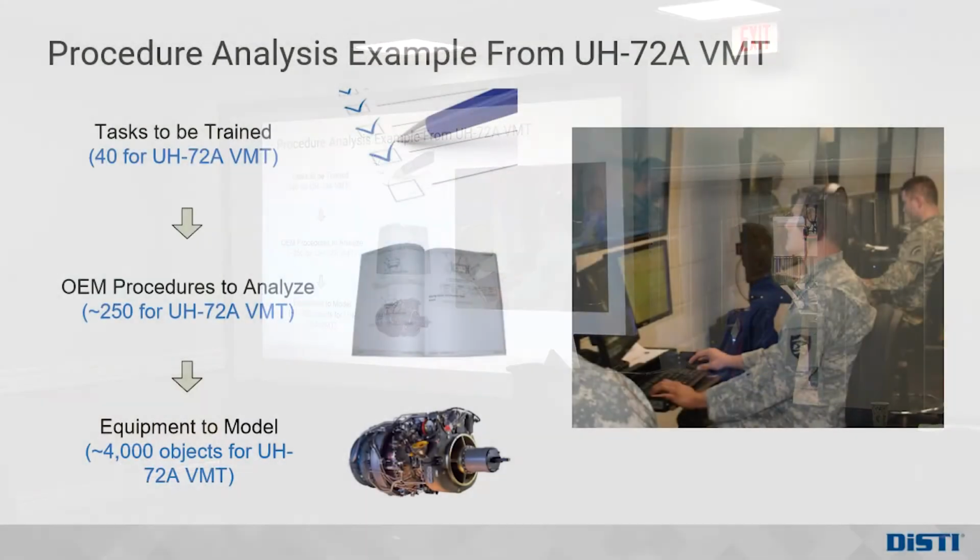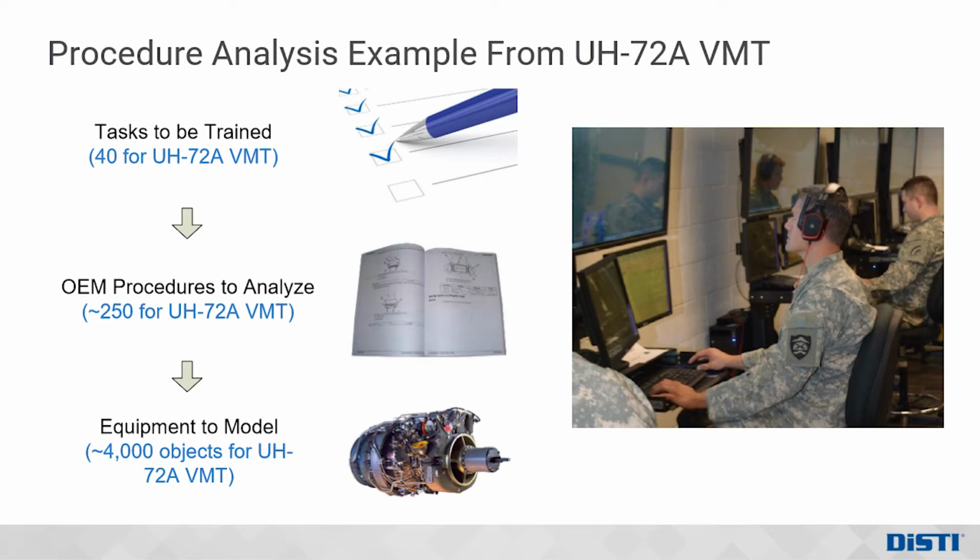So going back to the UH-72 example, we had about 40 tasks to be trained. That wound up leading us to about 250 procedures that came from the helicopter and engine manufacturers. And we wound up with about 4,000 objects in our simulation because of that. So those were the 4,000 objects needed to support the 250 procedures, which were defined or scoped by the 40 tasks to be trained.